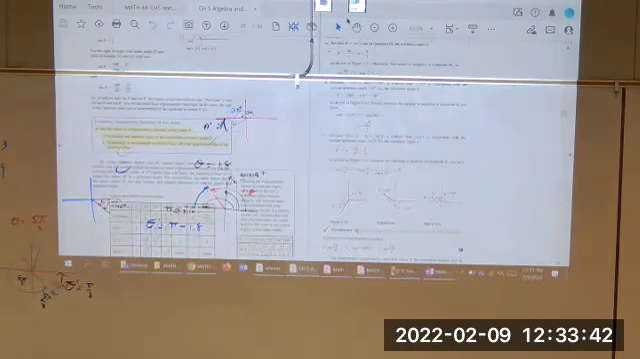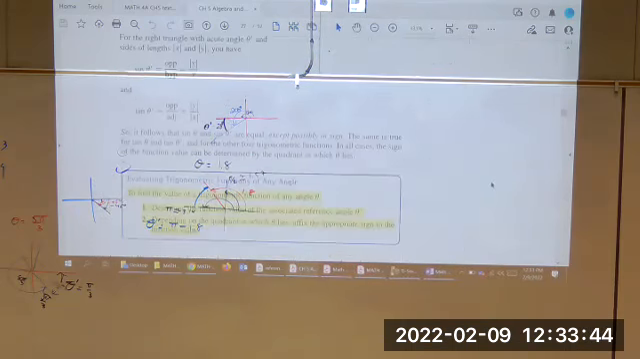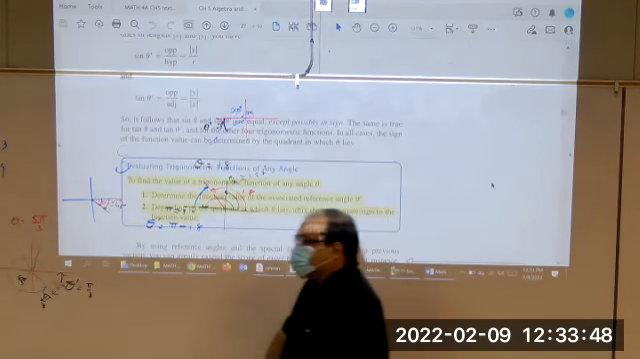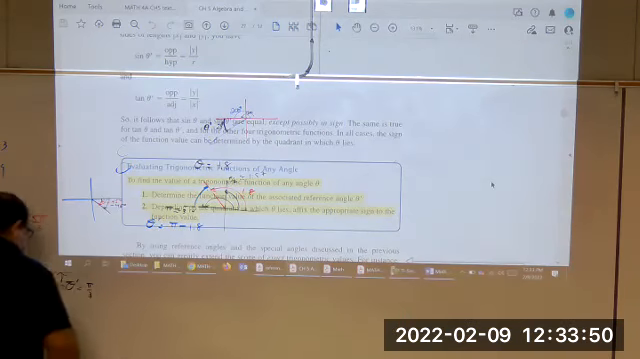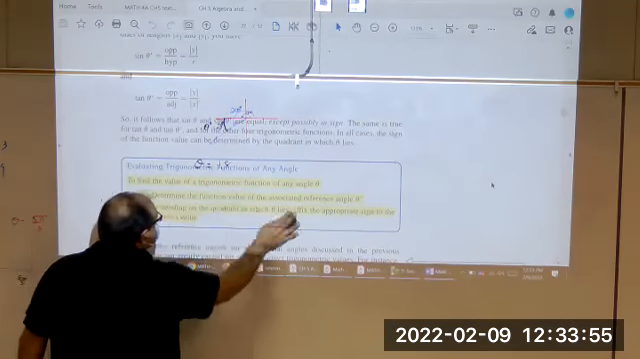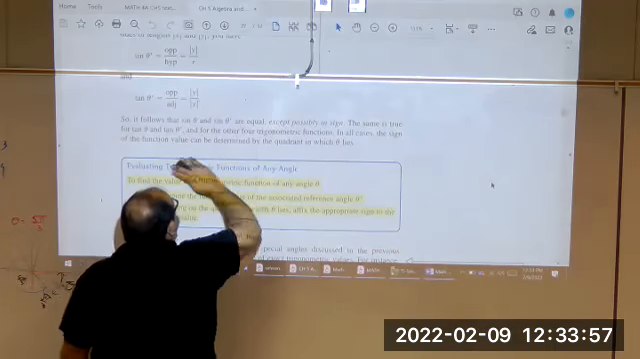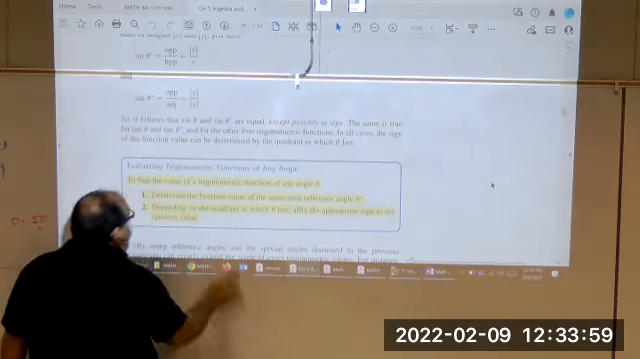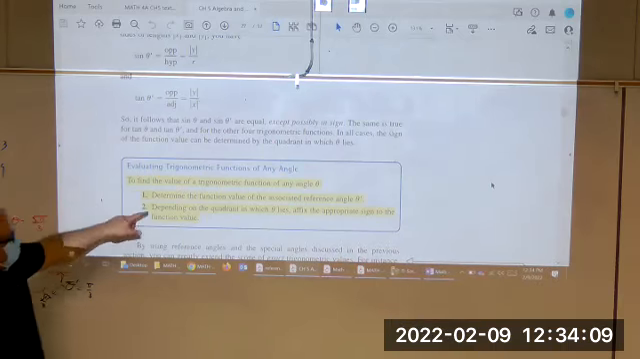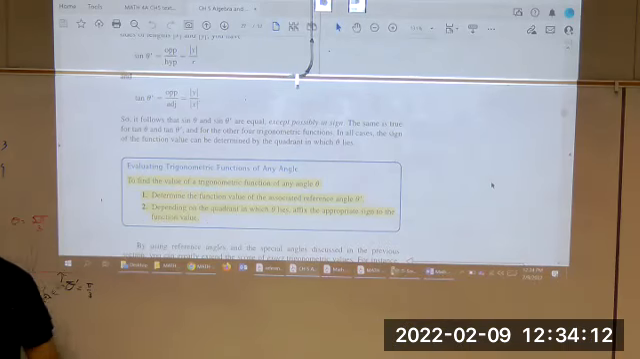What have I been doing? Evaluating the trig function of any angle. To find the value of any trig function for any angle, what's the answer for the reference angle? You look at the reference, and then you decide about the quadrant.